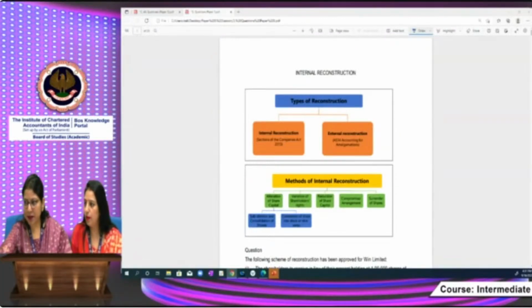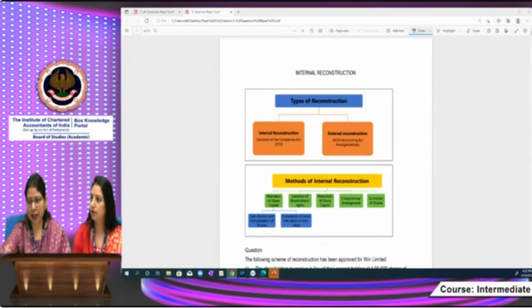Securities premium is considered free reserve only for the purpose of buyback of securities. Security premium as such is not a free reserve, but for this particular purpose, for the buyback, security premium can be utilized for the purpose of premium payable on buyback of shares. For the premium payable on buyback of shares, we can utilize this.